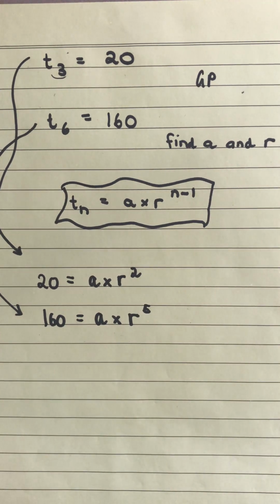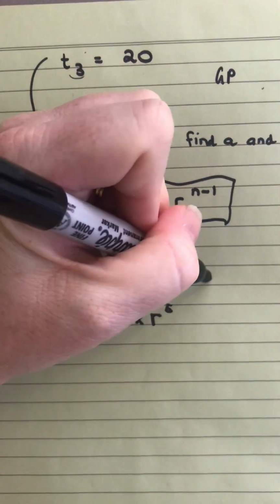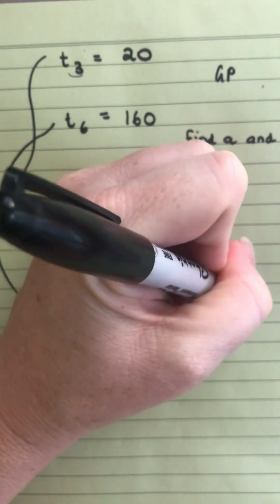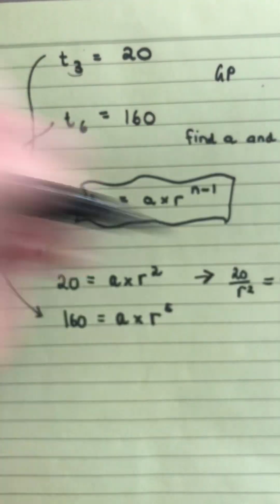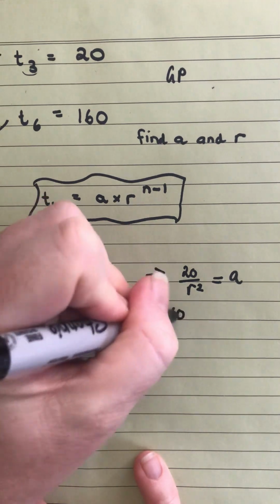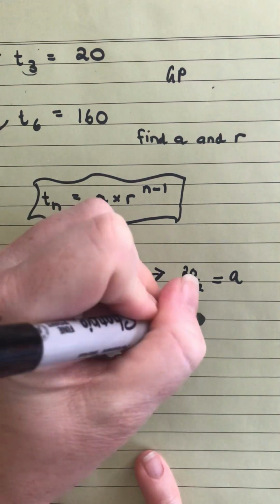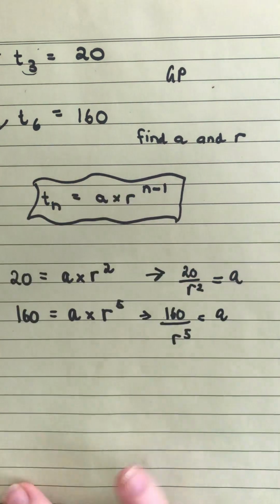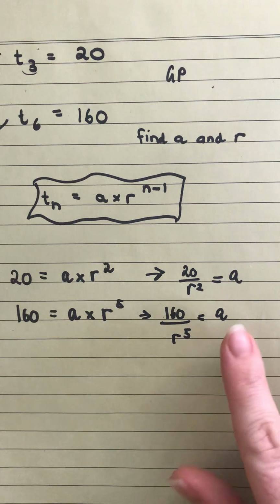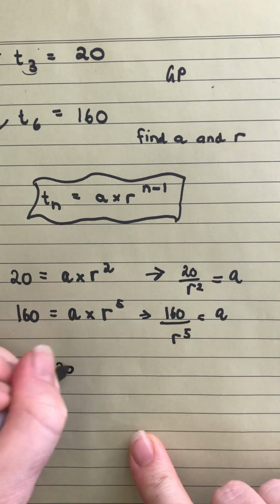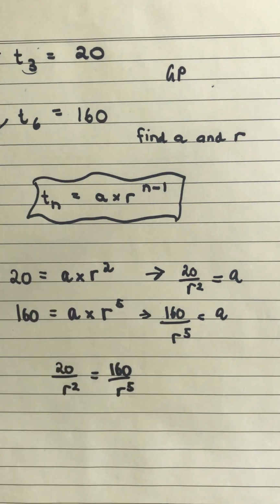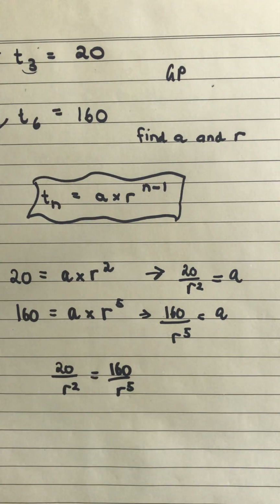So one option is to rearrange those to get the A on its own. I could write 20 on R squared is going to equal A. And then over here, I can write that 160 divided by R to the power of 5 is equal to A. I now have two relationships for A, or two equations that I can put together for A. So I can then say that 20 on R squared is equal to 160 on R to the power of 5. I now want to get all my R's together.